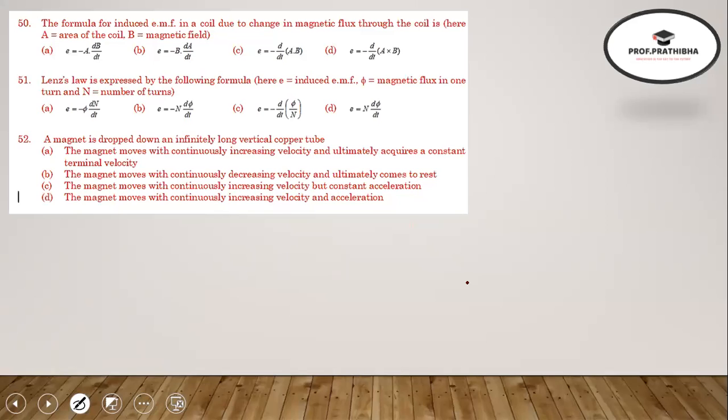Now you will be able to answer 52. Now tell me the answer for 52. We had stopped at 51 in the last lecture. Can you tell me 52? A magnet is dropped down an infinitely long vertical copper tube. Now the answer should be crystal clear to you.